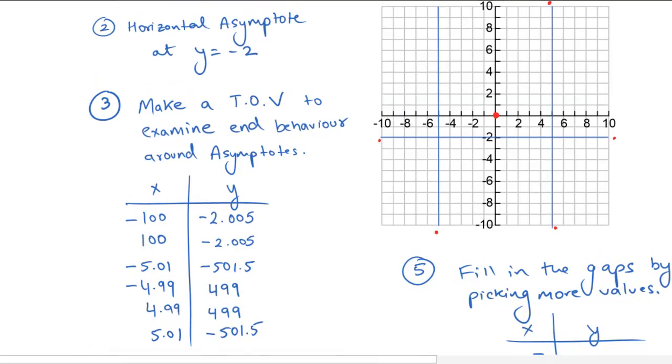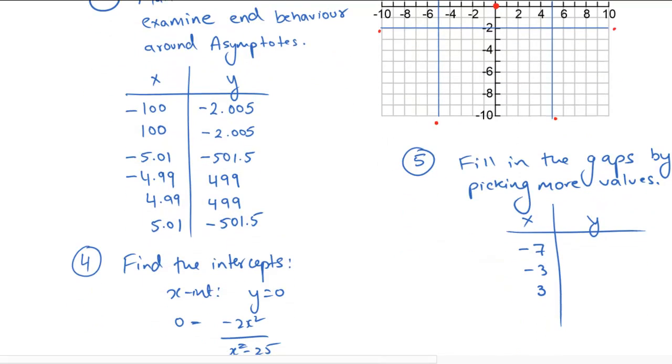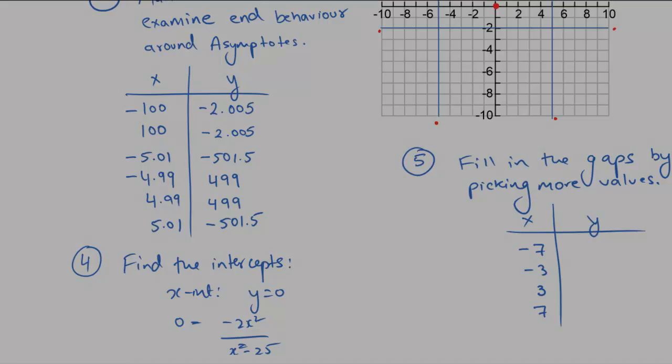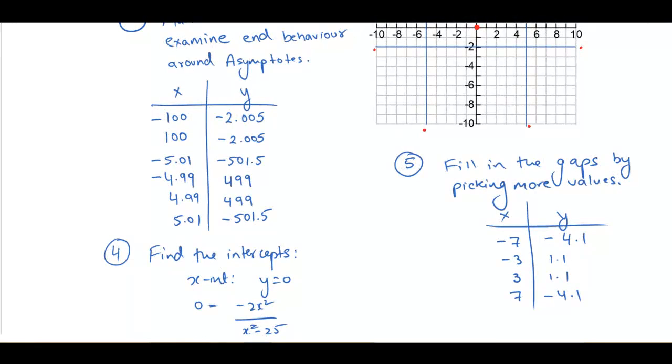And finally, I want to know what's happening in this region right here. I can pick a value in there, and I'll pick, say, +7. Right? You want to pick just enough so you get enough information about the behavior of that graph. Plug those into your calculator, see what you come up with. So once I plug them into my calculator, the values I came up with are as follows: -7, -4.1, -3, 1.1, 3, 1.1, and 7, -4.1.